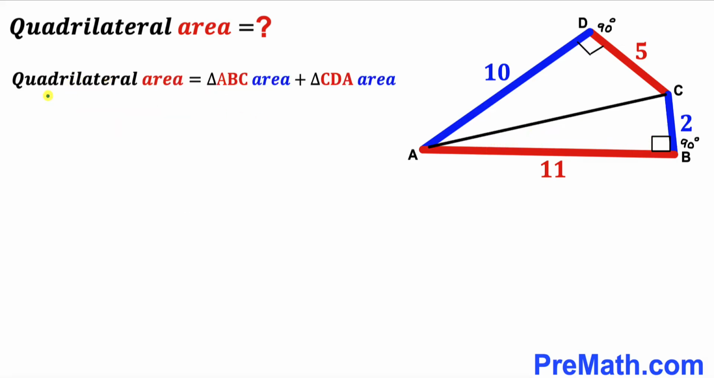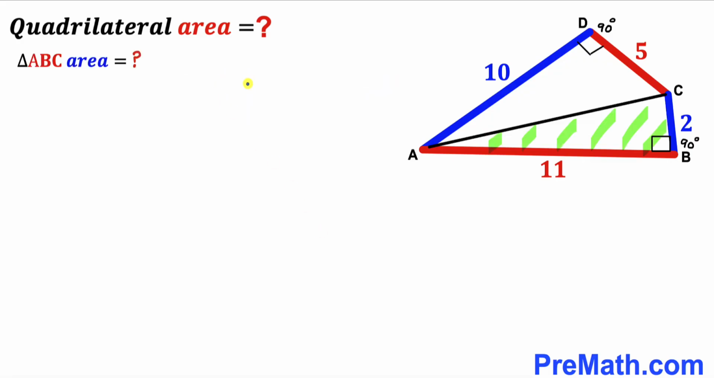Therefore we conclude that the area of this whole quadrilateral ABCD is equal to the sum of these two triangle areas: the triangle ABC area plus the triangle CDA area. Now our task is to calculate the area of this triangle ABC and the area of the other triangle CDA. We are going to calculate the area of triangle ABC first.